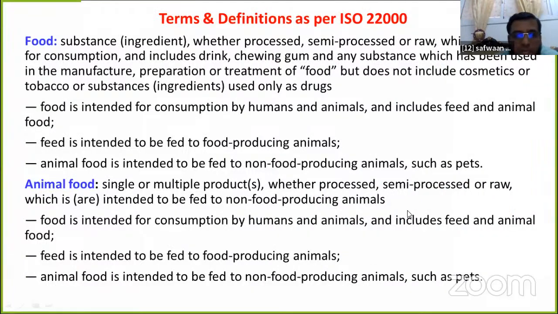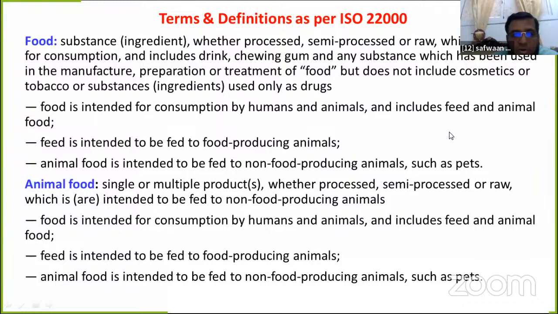So let us begin. Before we go into the details, let us see some of the definitions given as per ISO 22000, because here the definition of food is different from the general definition. According to ISO 22000, food is a substance or any ingredient which is processed completely, semi-processed, or in raw form, and it is intended for consumption. It includes drinks, chewing gum, and any substance which has been used in the manufacture, preparation or treatment of food. So not only the complete food, but the semi-processed food, the raw material or the ingredients, all come under the category of food.